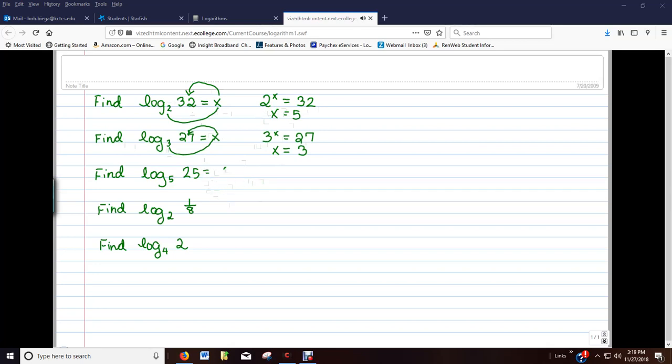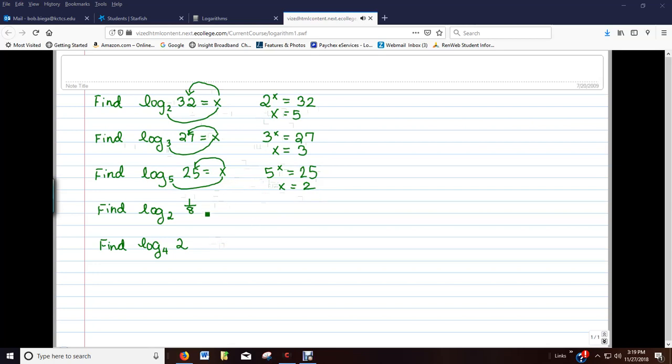Let's do the same on this third one. Again, using our circular pattern, starting with the base, 5 to the x equals 25. And of course, if we look at that, 5 to the second power is 25. So our x is 2.